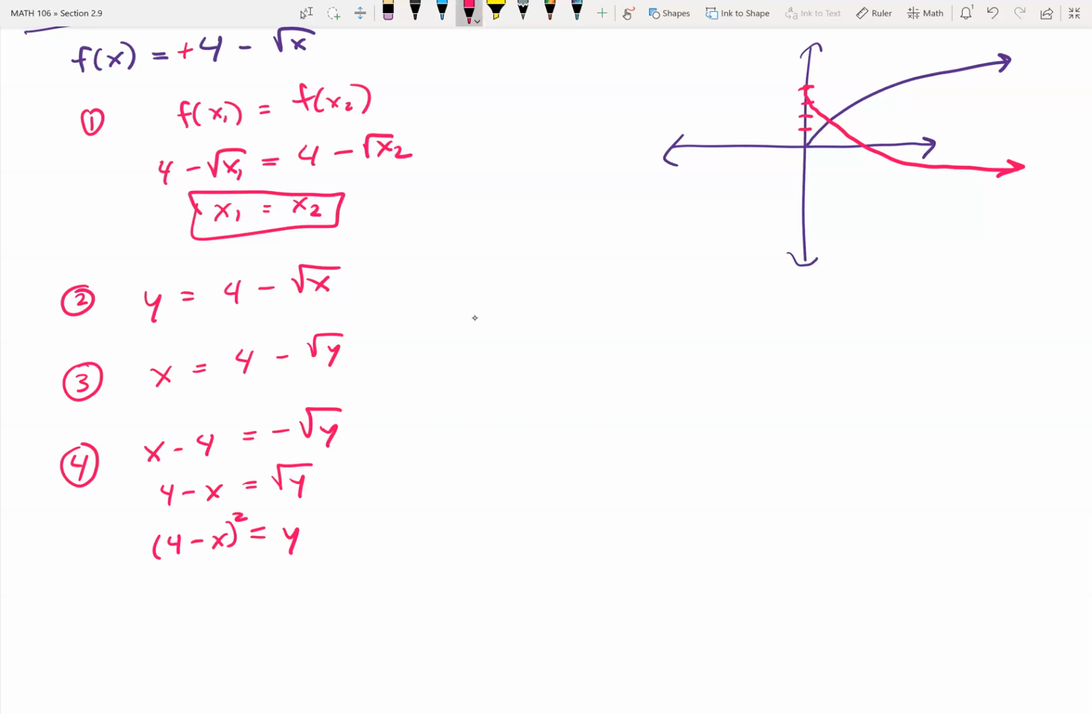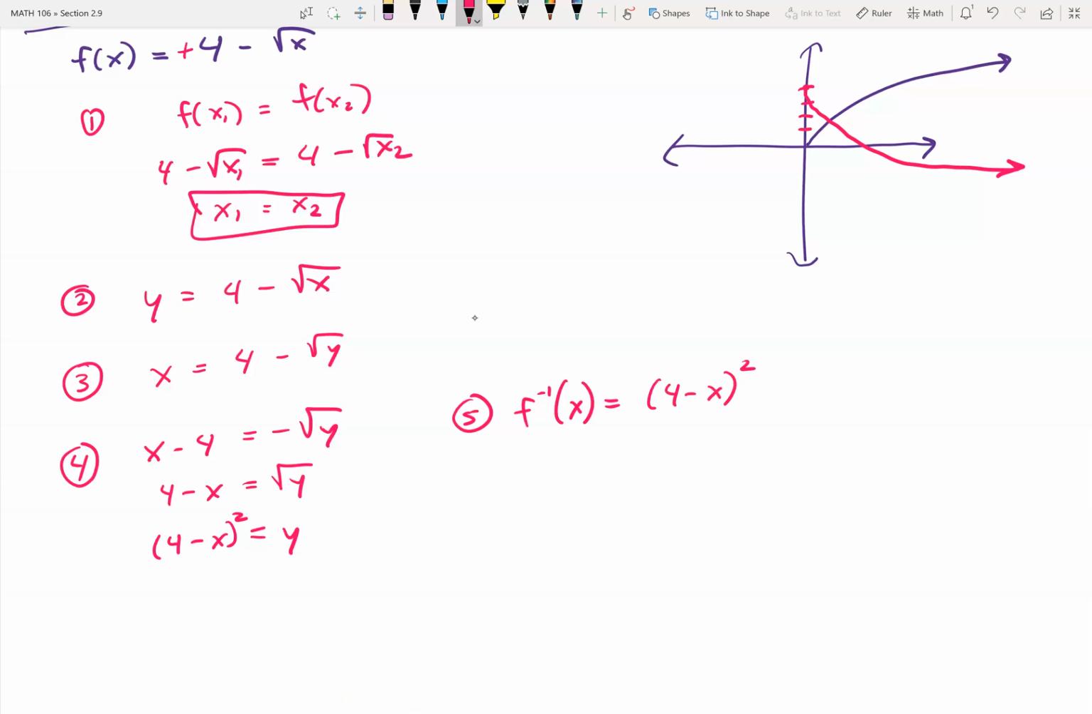Okay. And then the last step, instead of having y, we're just going to replace it with f to the negative 1 of x, which is just saying that the function now is the inverse of the original function, and it's 4 minus x squared.